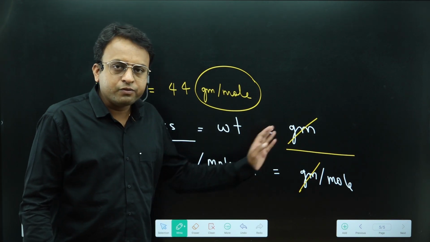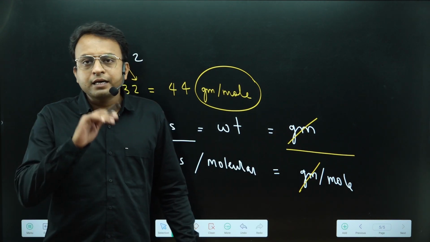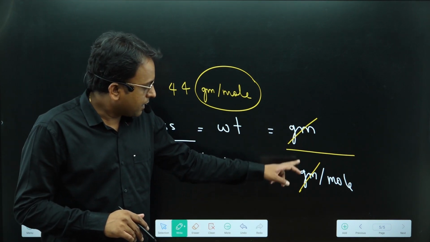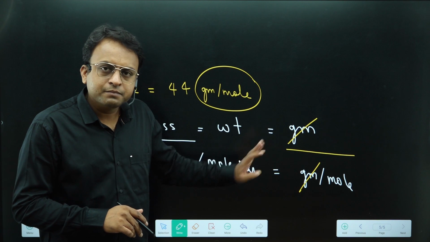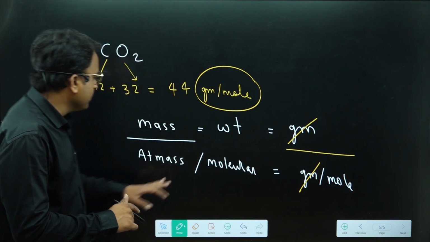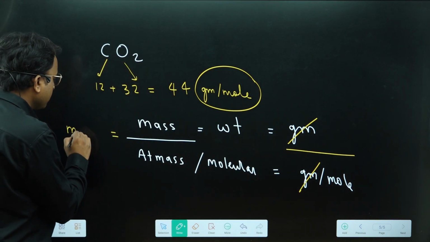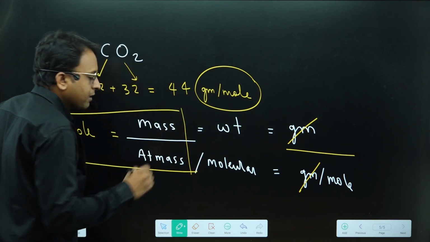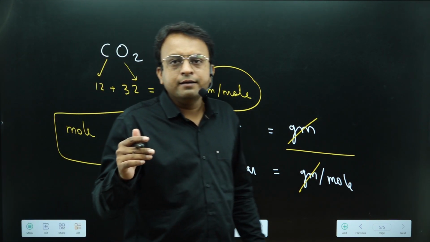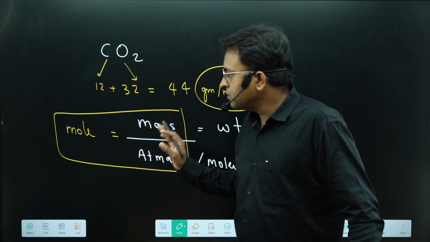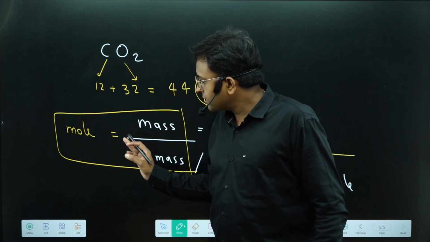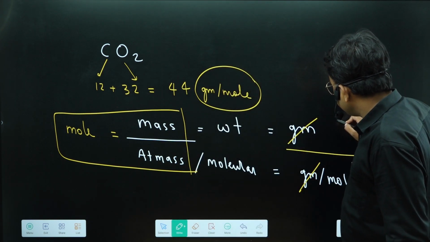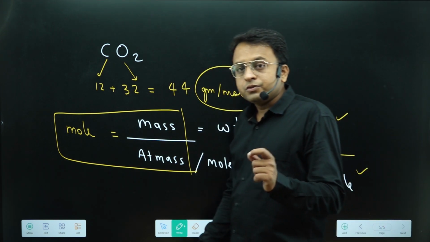We have just divided unit from unit, unit and dimension, class 11th physics. Gram to gram is cancelled and this value is mole. So the formula of mole is weight divided by molecular weight, weight divided by atomic weight. That is equal to 1 mole. It is not a formula. It is just division of unit with other unit.